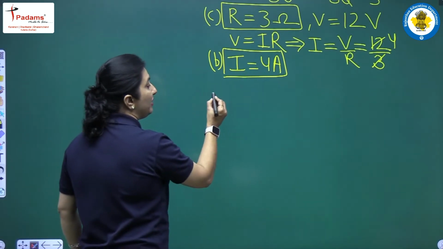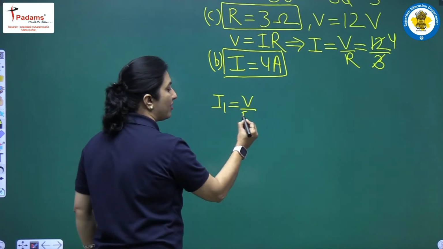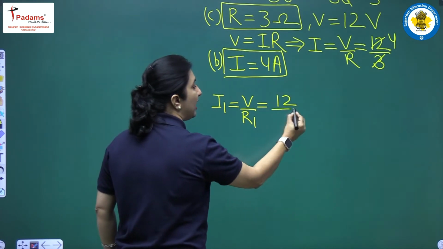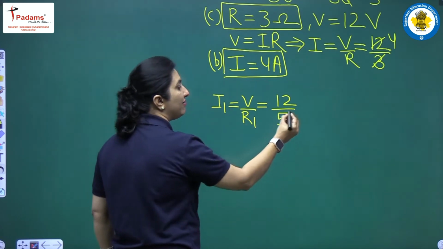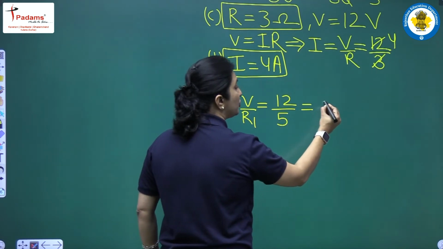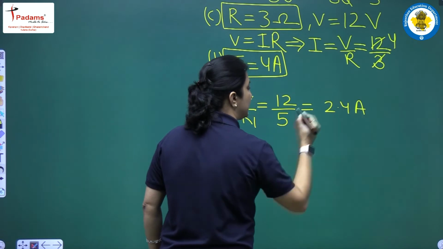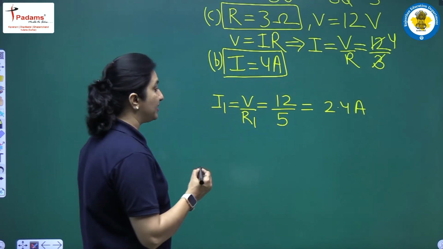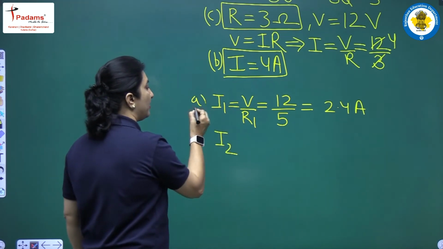So I1 will be equal to V upon R1, and V is given as 12 volts and R1 is equal to 5 ohms. So I1 will be equal to 12 divided by 5. 5 2s are 10 and 5 4s are 20. So I1 will come equal to 2.4 amperes. Then we need to calculate I2. This is the A part, students.